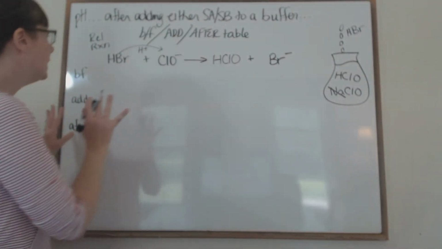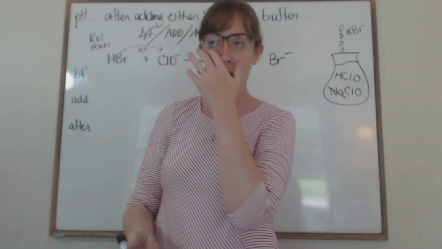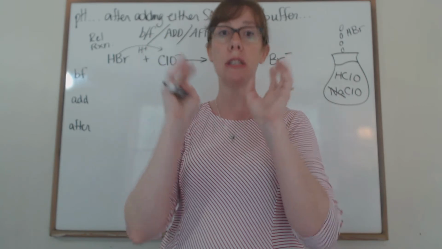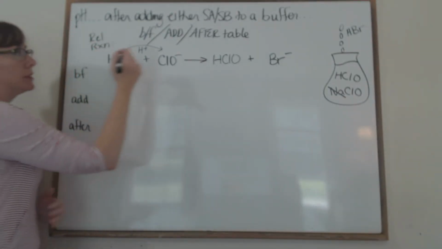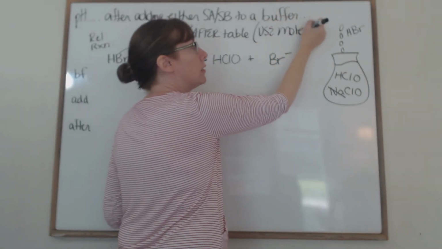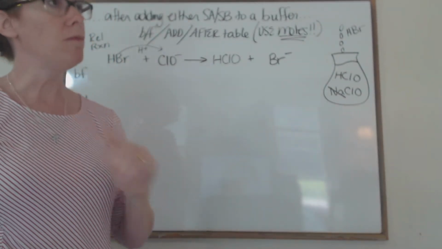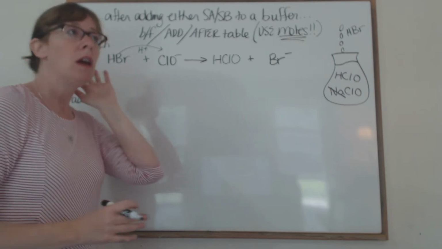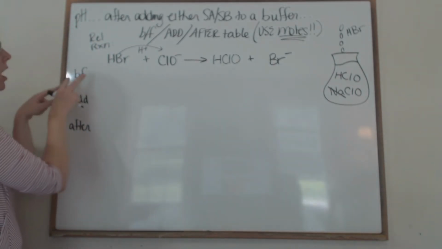Okay, the biggest difference with these tables in comparison to ICE tables is that ICE tables use molarities, capital M concentrations. Whereas before-addition-after tables, and this is huge, use moles. Moles, not molarities, moles. So you can't put molarities into this. You've got to put in moles. So this is essentially how you're going to fill this out.